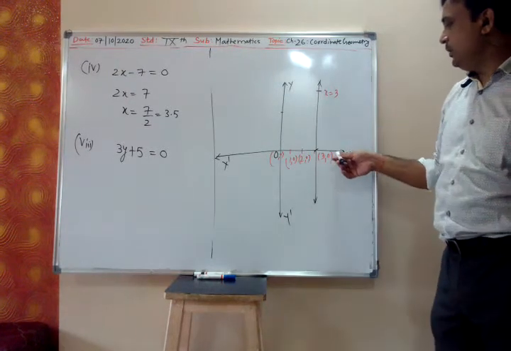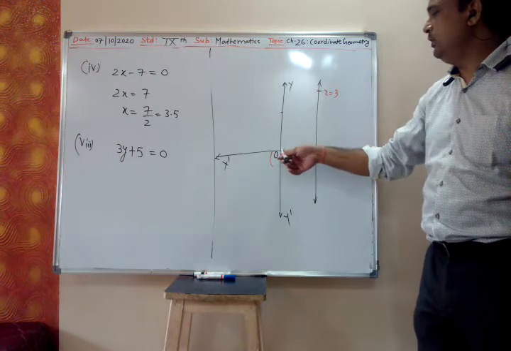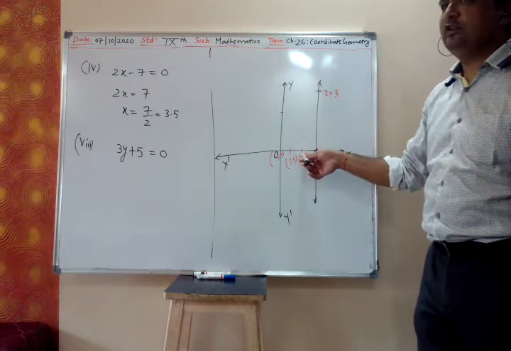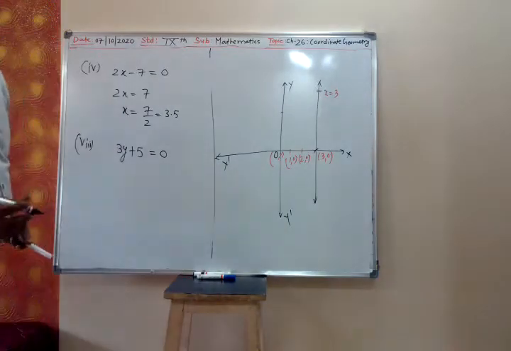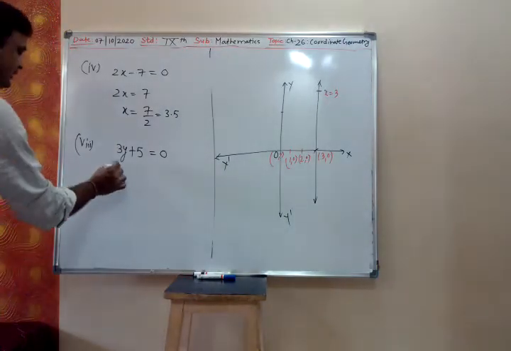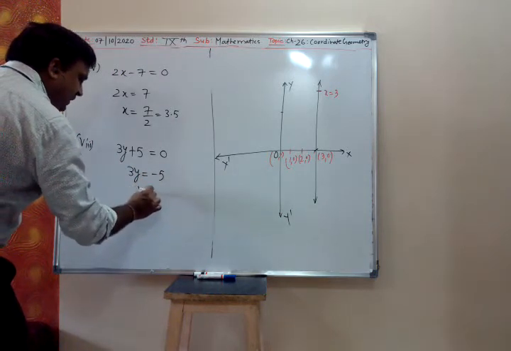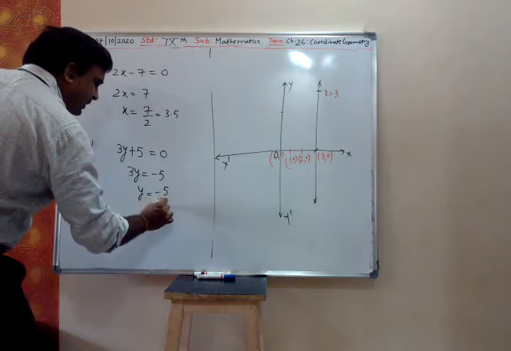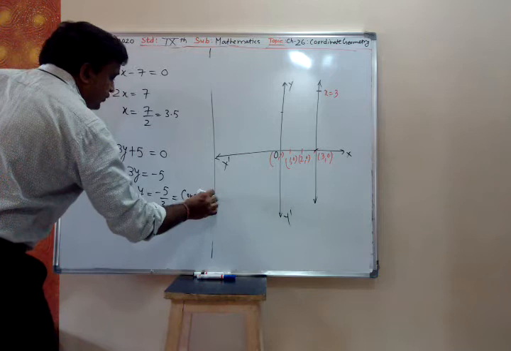Then all the points on the x axis have y coordinate 0. So y is equal to 0 is nothing but my x axis. Now 3y plus 5 is 0, so that will give you 3y is equal to minus 5. So y is equal to minus 5 by 3. Now minus 5 by 3 is a constant. So now you have y is equal to constant.